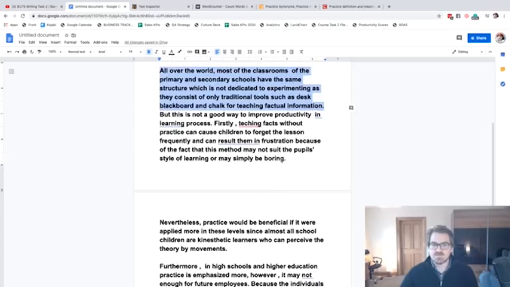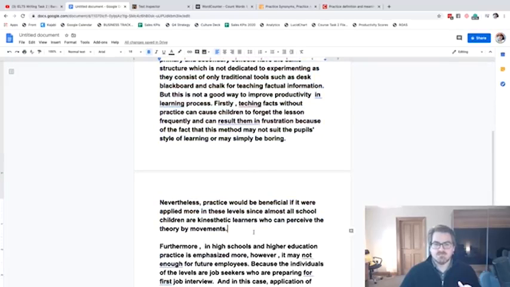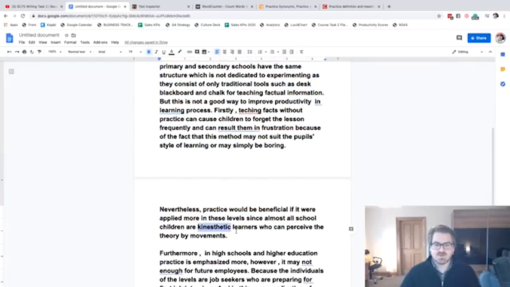This has nothing to do with it. Nevertheless, practice would be beneficial if it were applied more in these lessons, since almost all school children are kinesthetic learners who can perceive the theory by movements. This is more about how we learn, different styles of learning, not about the difference between learning facts and practical skills. And again, you will see this a lot where people will put in words like kinesthetic and think that's a band 9 word because some teacher has given them a list of band 9 vocabulary, stick that in their essay, but it doesn't really do anything to help them answer the question.